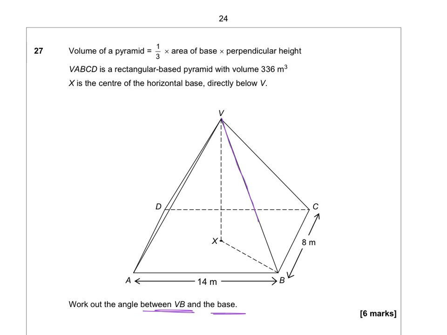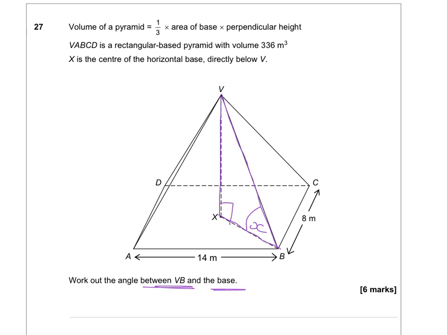So here's VB. If we drop a vertical to the ground at X and then return to B, we create a right angle triangle, and the angle we're looking for is the angle between VB and the base. It's this angle here, which we'll call lowercase x. Now, the volume of the pyramid, 336, must equal 1/3 of the area of the base, which is 14 multiplied by 8, multiplied by the height, which we'll call h.